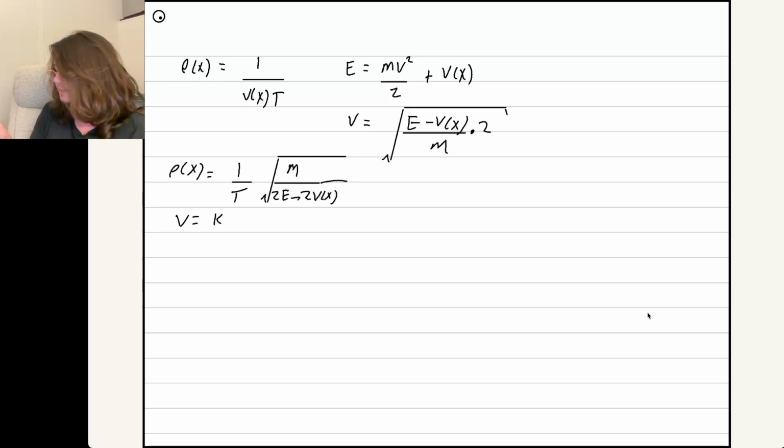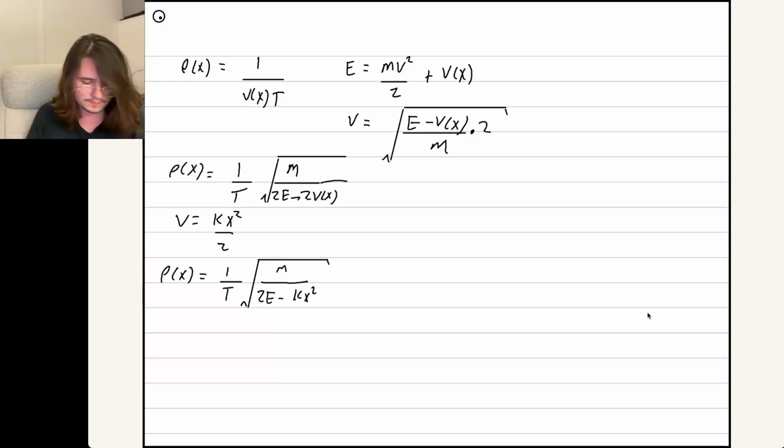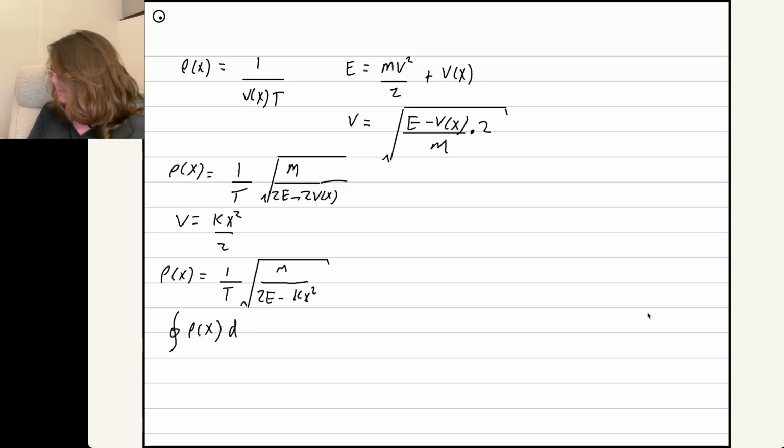The harmonic oscillator has a potential energy equal to kx squared over 2. So we're going to say that our probability distribution is 1 over T square root of m over 2 times E minus kx squared over 2. And that's as simple as it gets, I think. And we need to check that it's correctly normalized. So we need to find the integral over a complete cycle of the probability distribution over position and prove that it's equal to 1.